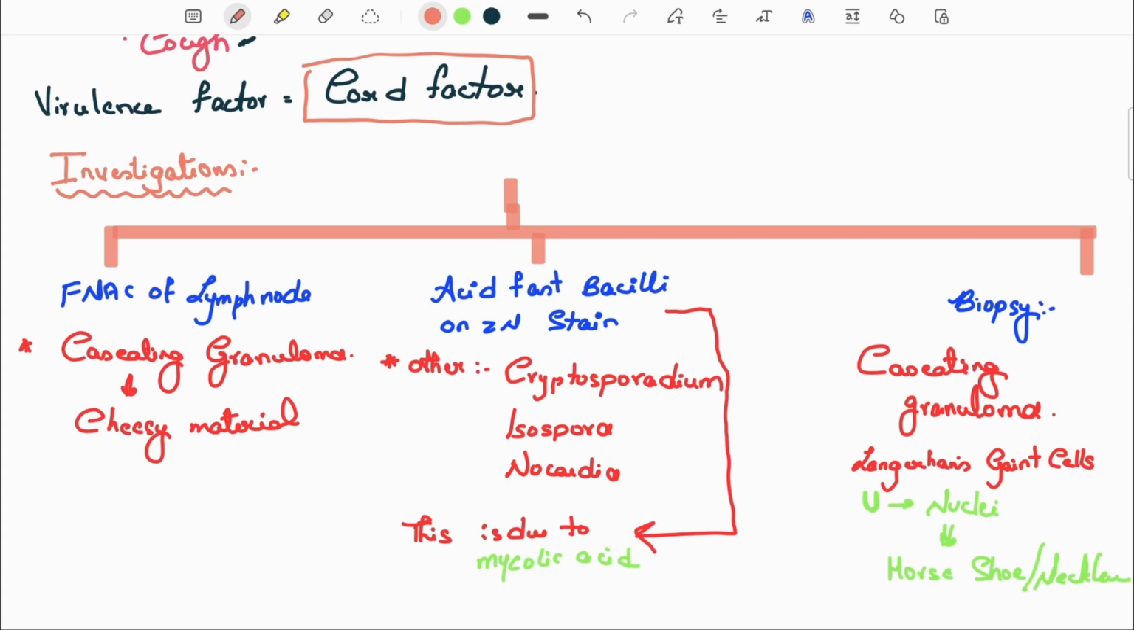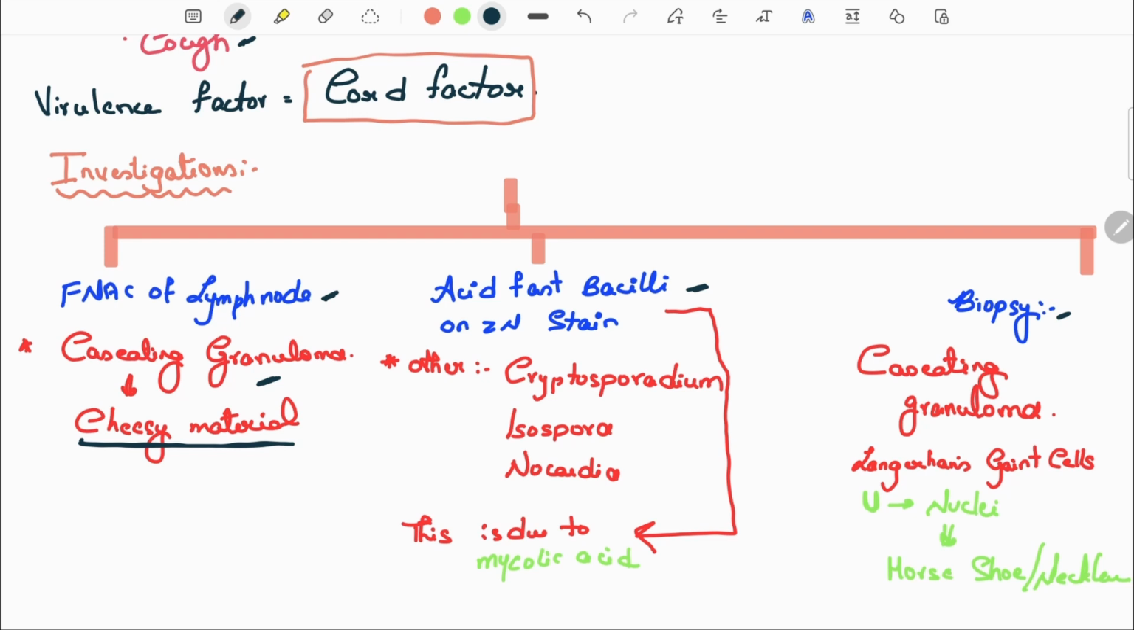Okay. Now let's go into the investigations. You met the patient and you are suspecting it may be tuberculosis, and you sent the investigations like FNAC of lymph nodes, acid fast stain, and biopsy. In FNAC, we have taken the aspiration. In that aspiration you can observe caseous granuloma, meaning the granuloma contains caseous necrosis inside, which is cheesy-like material. It is a classical finding of tuberculosis.